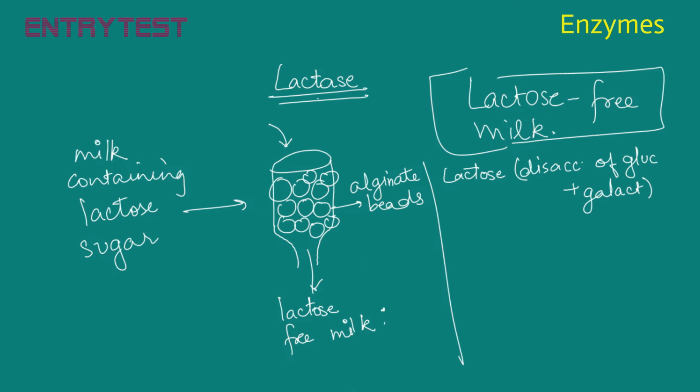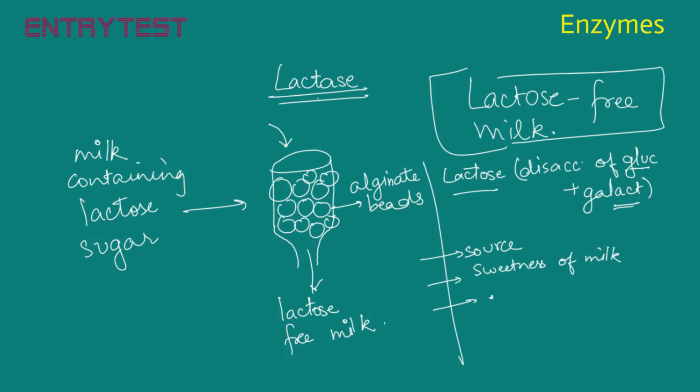Now this lactose-free milk can be used in a number of ways. First of all, as a source of milk for people who are intolerant to lactose, and as a means to increase the sweetness of milk. So you do not need to add artificial sweeteners. Now, as compared to lactose, the actual sugars, that is glucose and galactose, are much sweeter in flavor. So they can be used to increase the sweetness of milk.